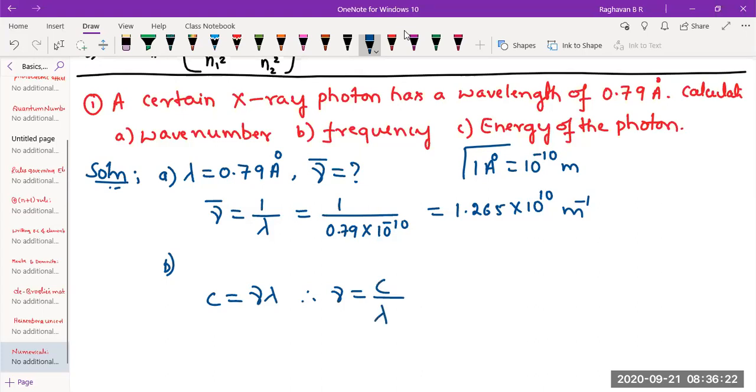Lambda has been given, I have written already. What is c? c is the velocity of light in air or vacuum. How much is that? 3 into 10 power 8 meter per second in SI units. Right, so let us substitute and simplify.